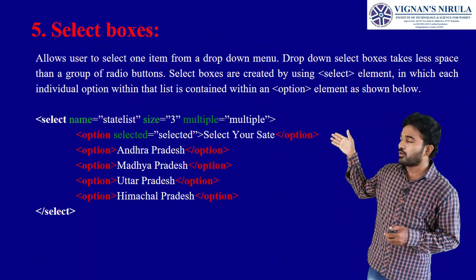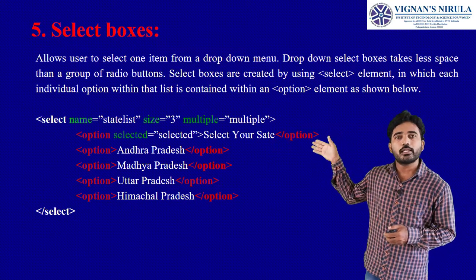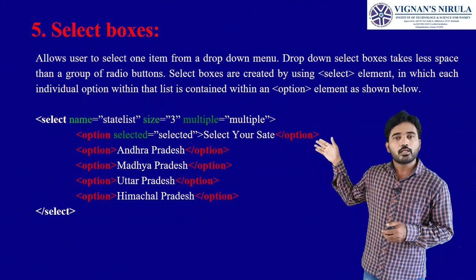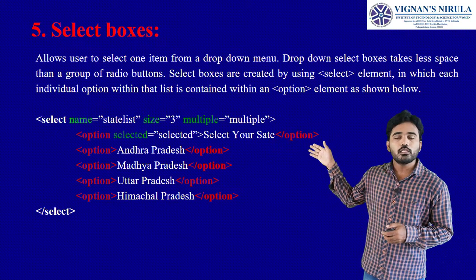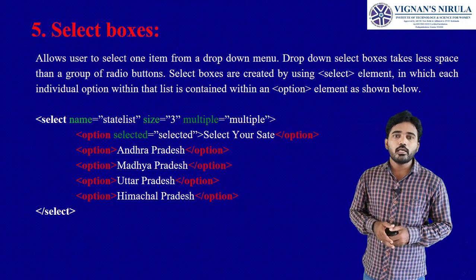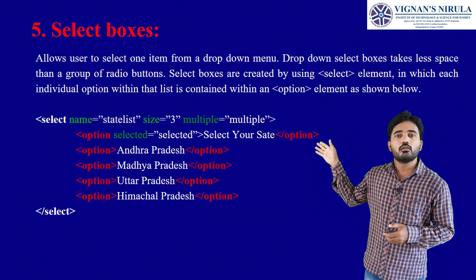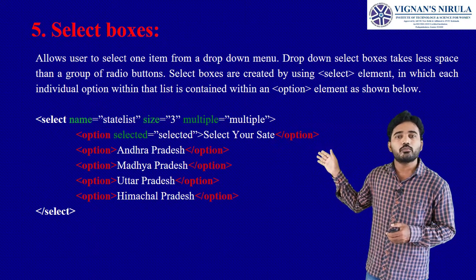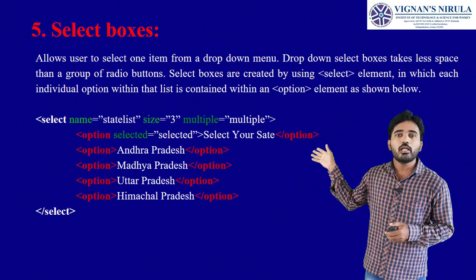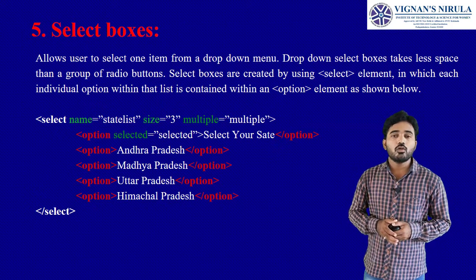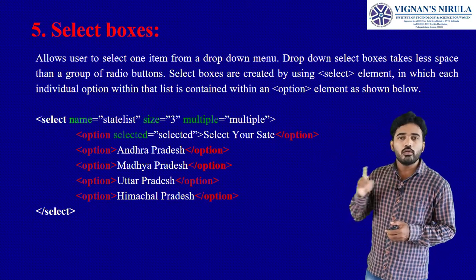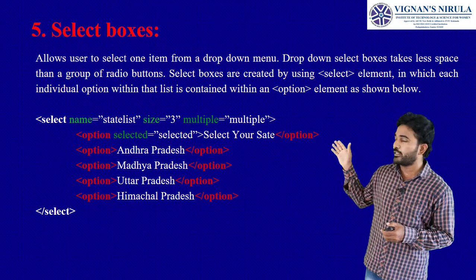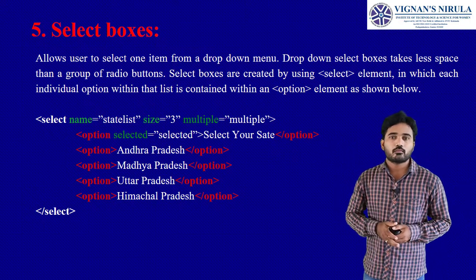See here, if you observe in this example, first we have started a select tag where its name is equal to state list, size is equal to 3, and multiple is equal to multiple. Here we have created 5 options, where the first option is "Select your state" and the remaining options are Andhra Pradesh, Madhya Pradesh, Uttar Pradesh and Himachal Pradesh. Understood? Among all of them, only one option is selected by me, where I have written an attribute like option selected is equal to selected.